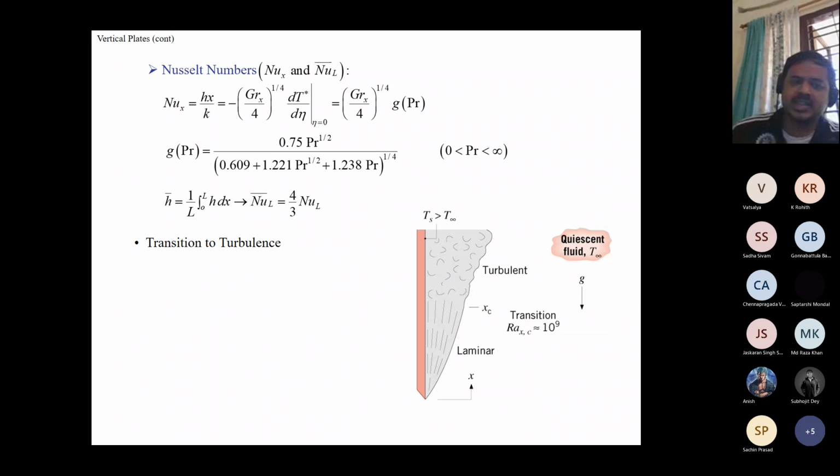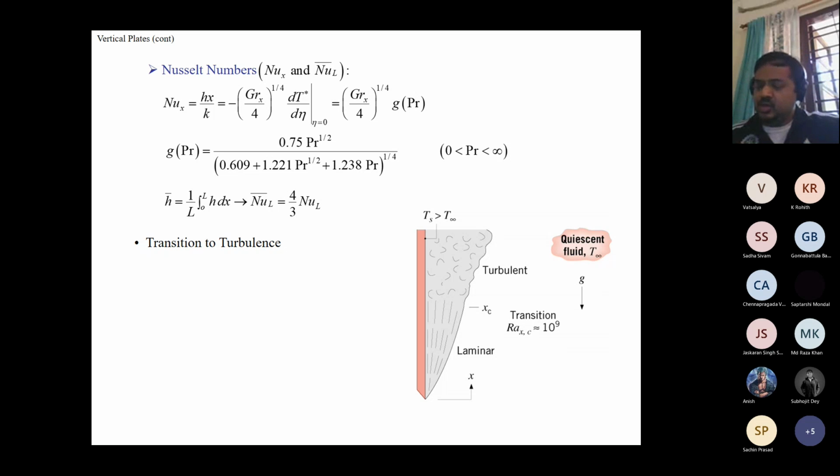Okay, and that function is quite complicated, as you can see, 0.75 Prandtl to the power half divided by something blah blah blah. So that's okay. You will have these correlations with you, no need to memorize. Only thing to remember is for a flat plate correlation in forced convection, Nusselt was proportional to Reynolds to the power half. And here it's proportional to Grashof to the power 1/4.